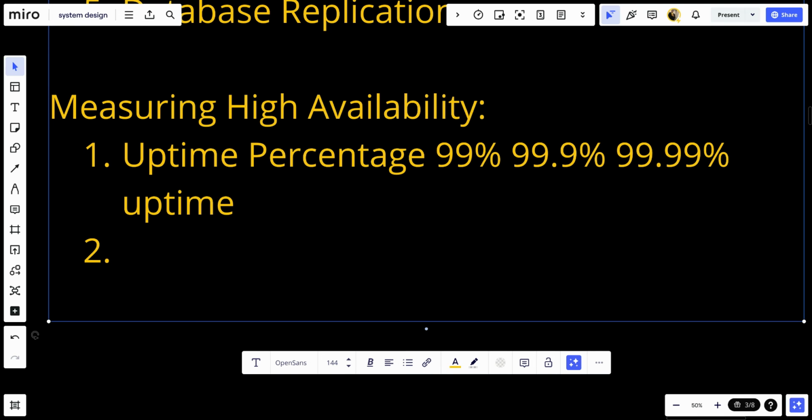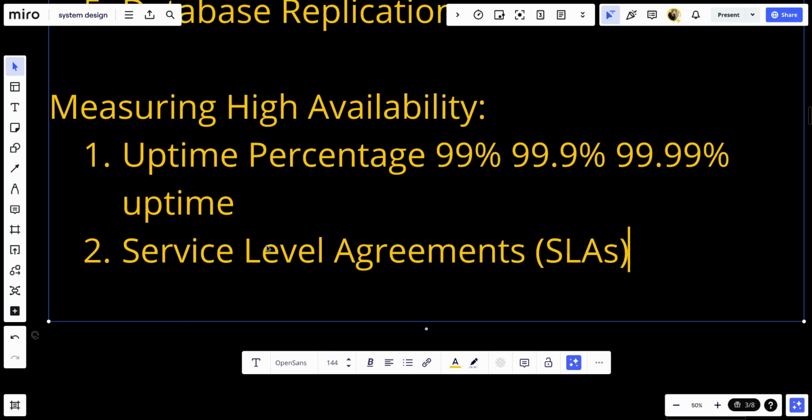We want to also talk about the service level agreement. Service level agreements define the expected level of service and uptime. High availability systems often have a stringent service level agreement to meet.